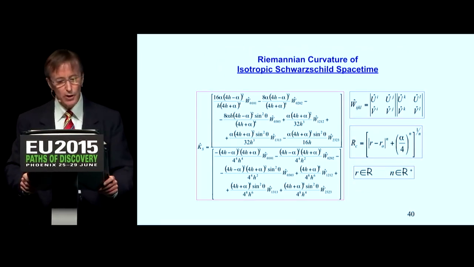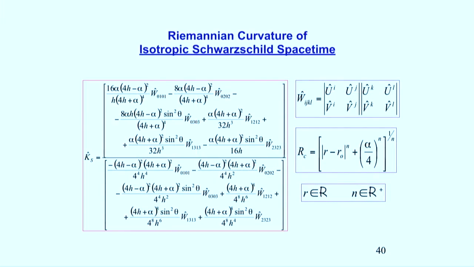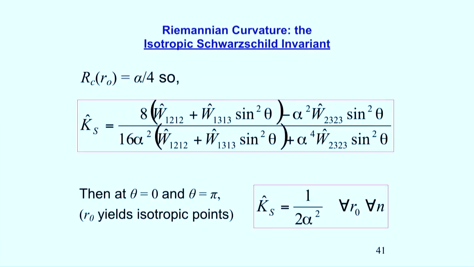I can do the same for isotropic coordinates in Schwarzschild space-time, right? And with all of these more complicated expressions. Why? Because now we're in isotropic coordinates, we get a different expression for K sub S. And when I make the calculation, we get this. 1 over 2 alpha squared. Why? Well, it's Schwarzschild space. We've got to have the same curvatures, otherwise it wouldn't be an invariant.